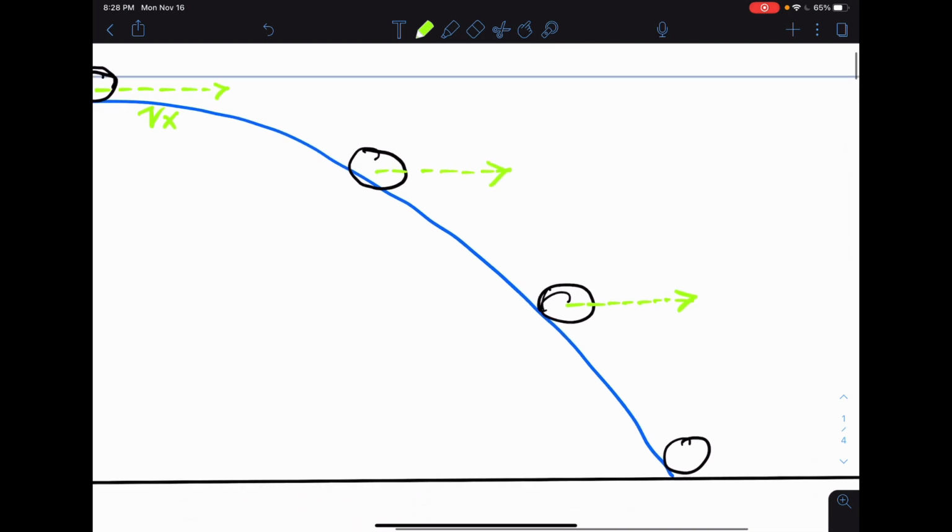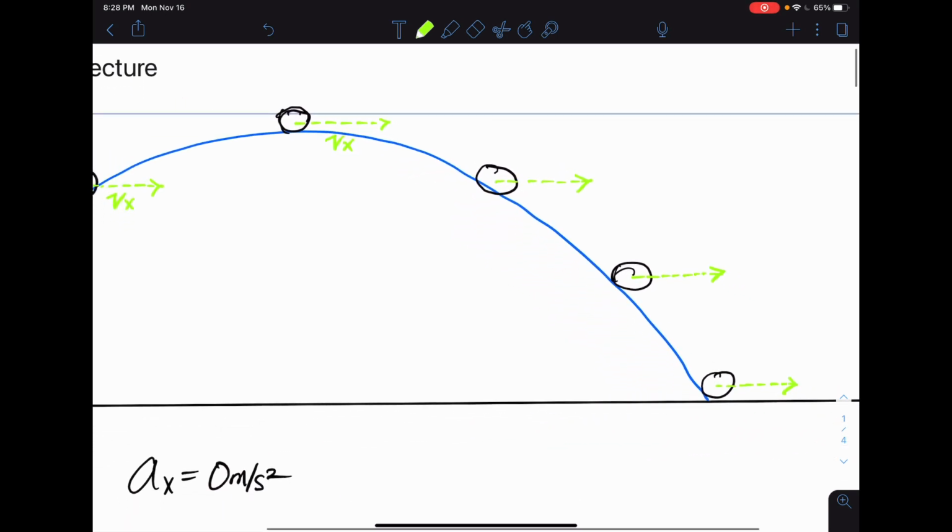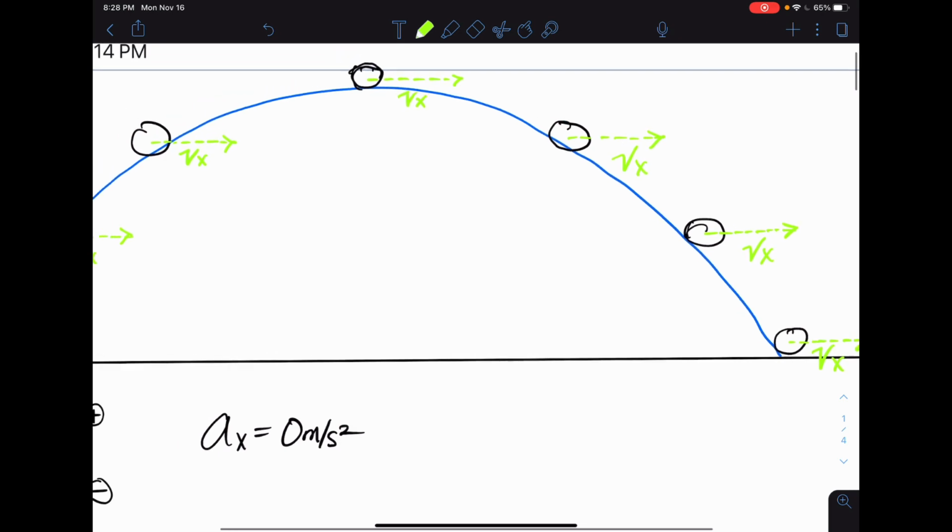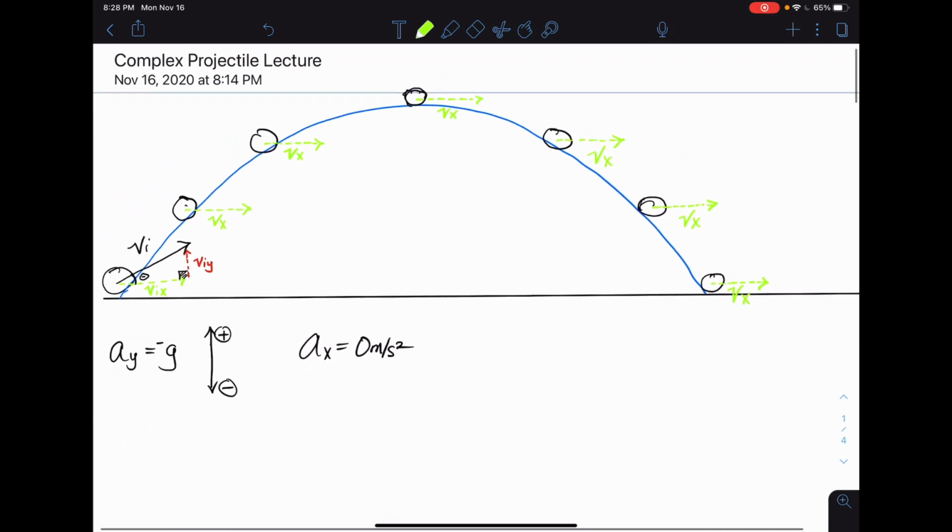All right, and then right here, right before it hits the ground. Because once it hits the ground, that's another force. And we said the only force here is gravity because it's a projectile, so this is right before it hits the ground. All right, so there we can see that Vx is staying constant the entire time due to the fact that Ax is equal to 0 meters per second squared.